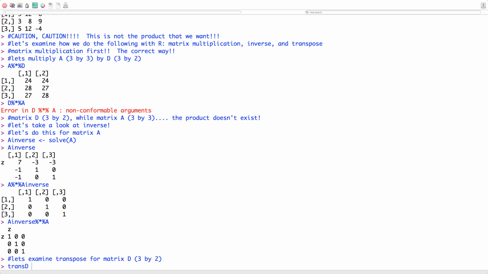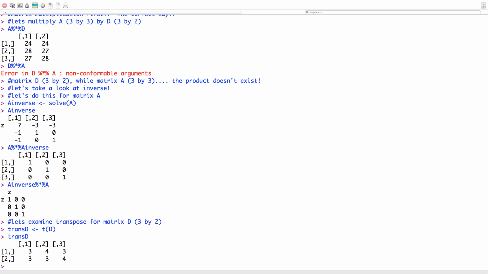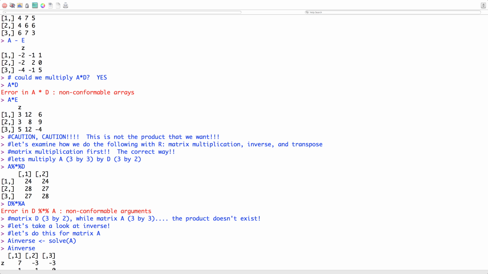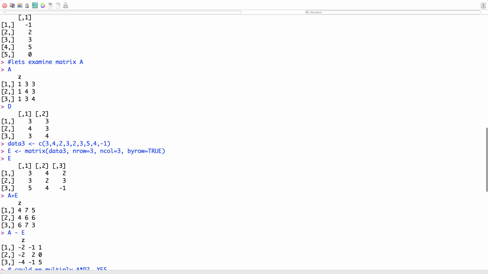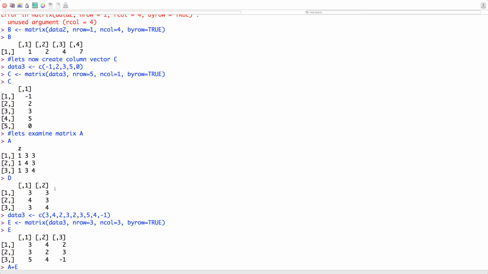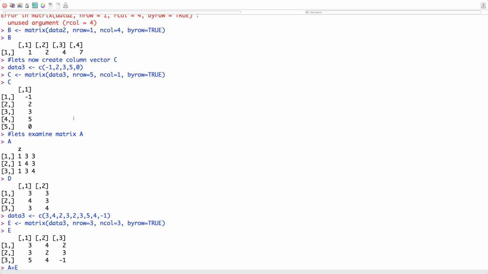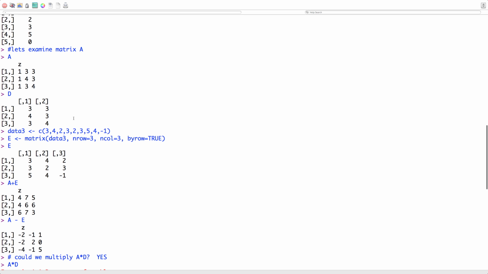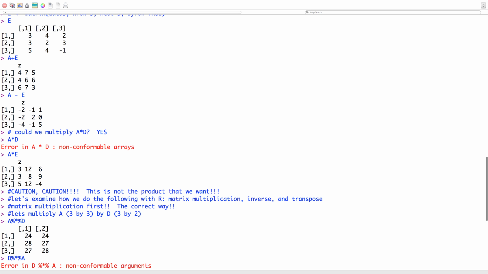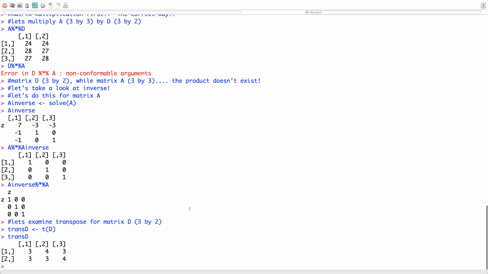So the way we do this, the transpose for D, we'll call it, is just t of the matrix name, so t of D. The transpose for D, you can see, is precisely what we expected it to be. So guys, this is what we want to be concentrating on for the next few videos. Again, what's important here? Well, everything's important, but the main thing is where we examine these three things: matrix multiplication, the inverse, and the transpose. Okay, so again, you've got examples of these in R.